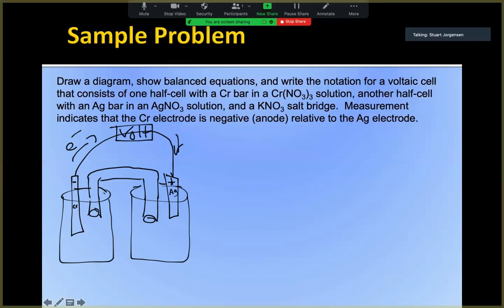Cool. Now let's think about our solutions here. All of these solutions have nitrate. If you remember from your solubility rules, nitrates are always soluble.